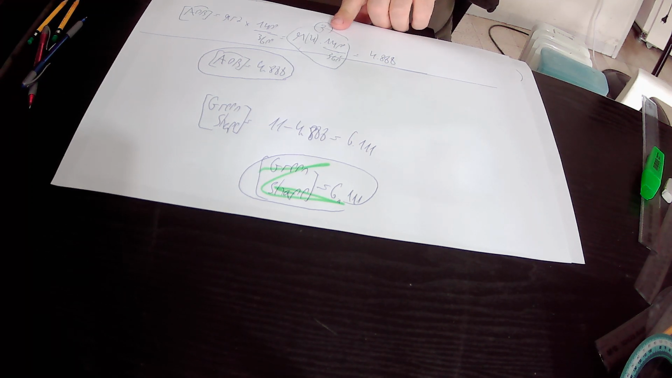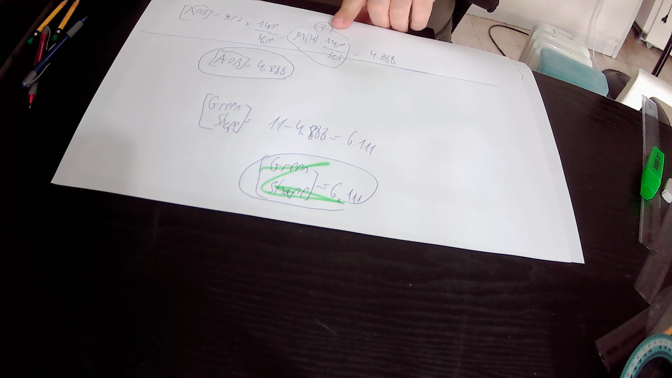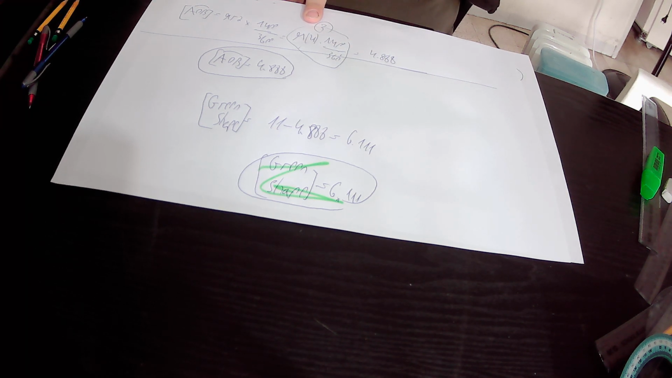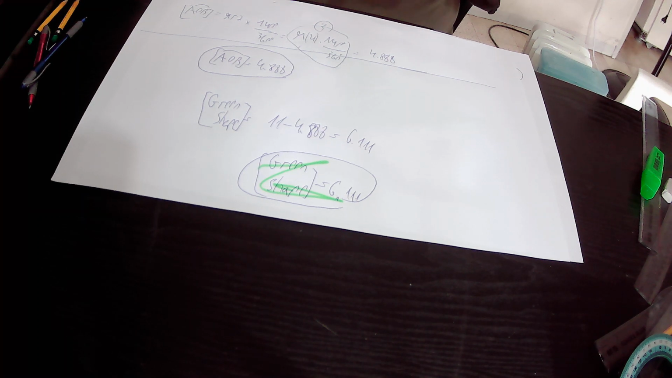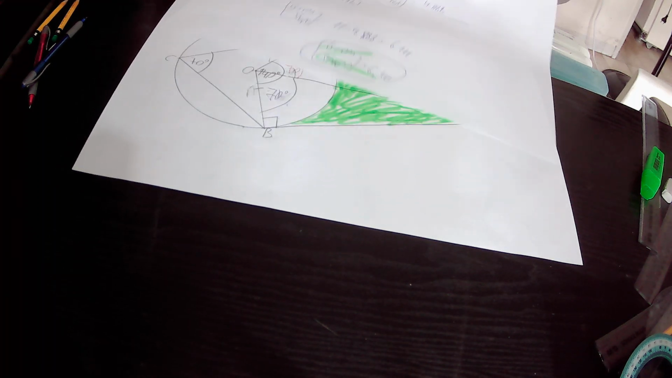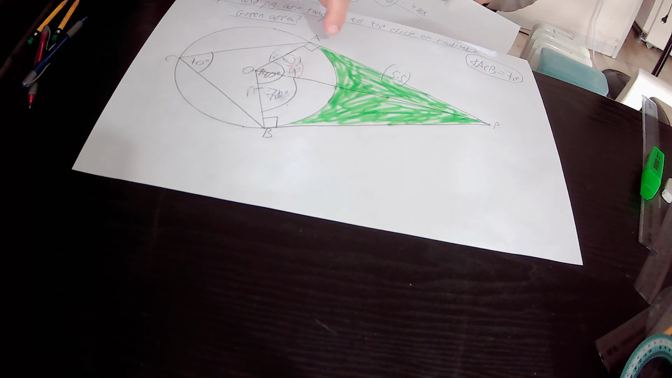And in total, this expression, 4 pi times 140 degrees over 360 degrees, equals 4.888 square units. In conclusion, we found out that the area of this sector AOB equals 4.888 square units.